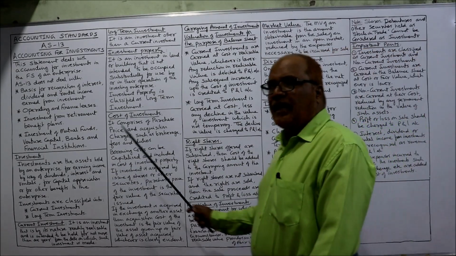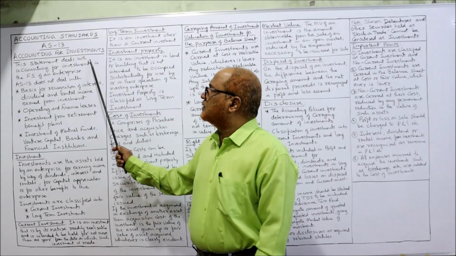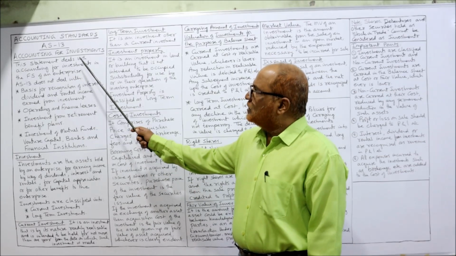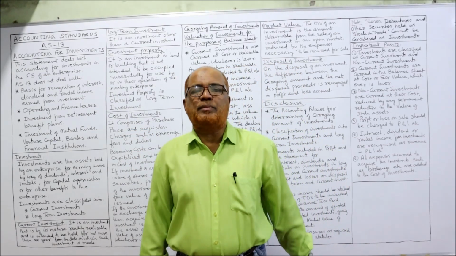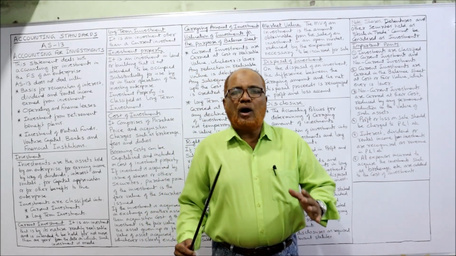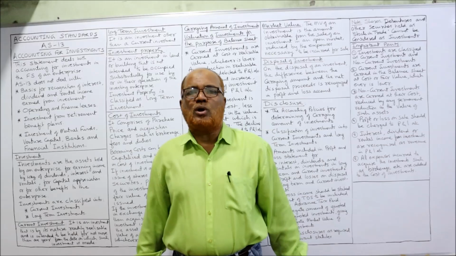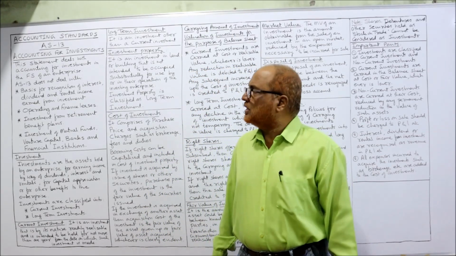Now, see here, AS13, accounting for investments. That is the topic title of this accounting standard. This standard deals with accounting for investment in the financial statements of an enterprise, that is, how the investment should be shown in the financial statements of an enterprise. This is the main topic of this accounting standard.